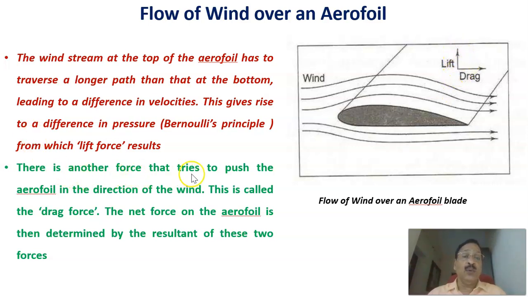And there's another force that tries to push the aerofoil in the direction of the wind, and this is called drag force. The drag force is in the same direction as the wind direction. The net force on the aerofoil is determined by the resultant of these two forces. Therefore, the lift force is perpendicular to the wind direction, and the drag force is in the same direction as the wind direction.